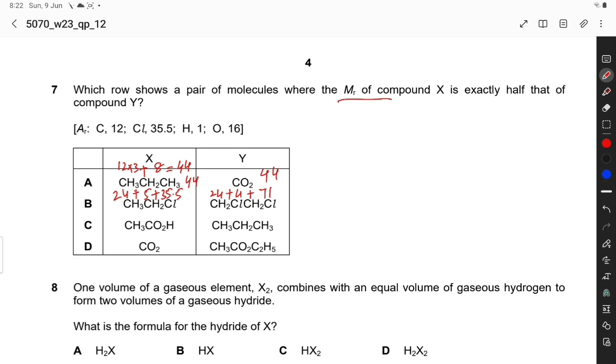24 plus 5 plus 35.5 is equal to 64.5, and this is 24 plus 4 plus 71 is equal to 99, and this is 24 plus 32 plus 4, 24 plus 32 plus 4 is equal to 60, and this is 44.